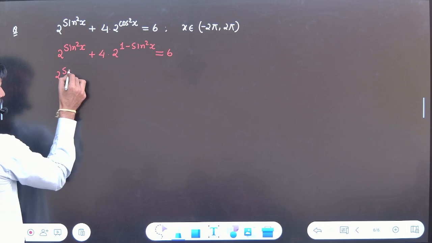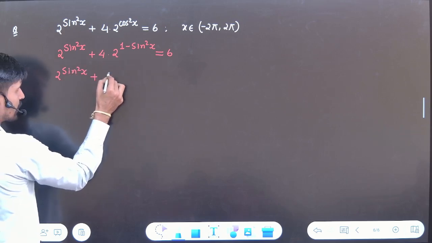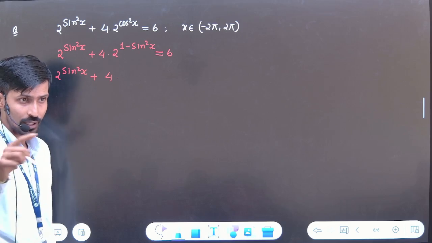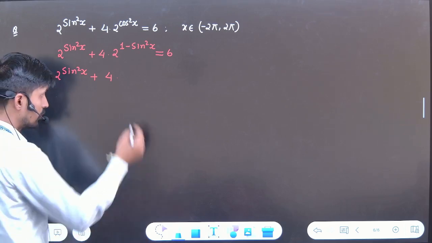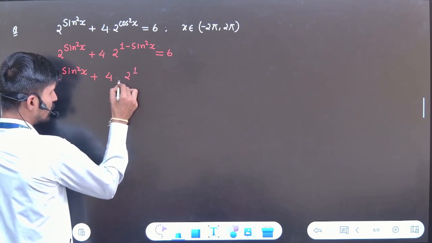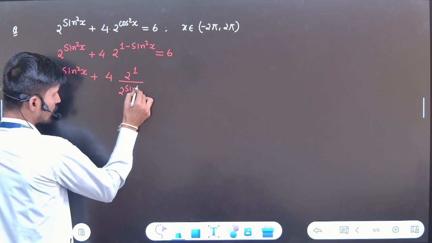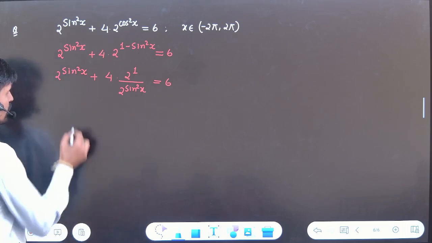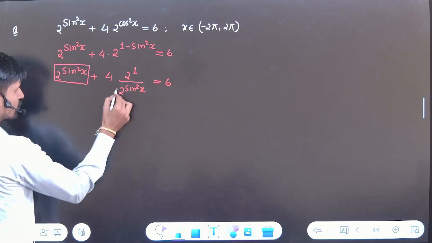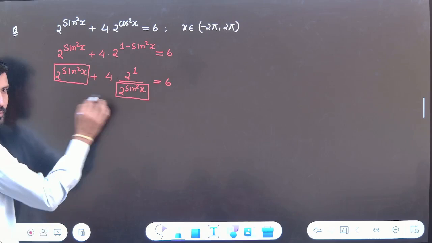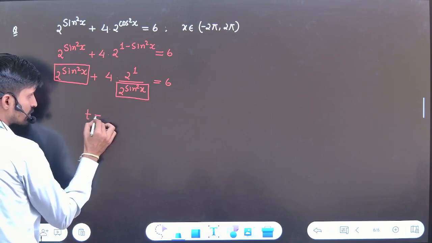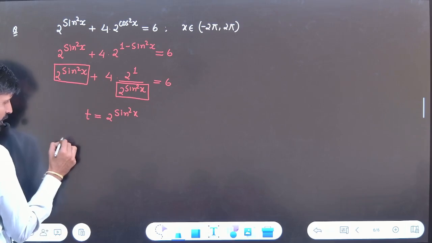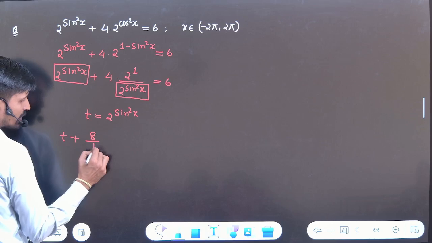Now what I will do here, 2 sin square x I will keep as it is. I will write 4 into, do you remember 2 raised to a minus b is 2 raised to a by 2 raised to b? That will become 2 raised to 1 by 2 raised to sin square x is equal to 6. Now can you see this and this are looking the same? And this is the main problem in this question. So I will take t equal to 2 raised to sin square x. I'll put t here. That will become t plus 8 by t is equal to 6.